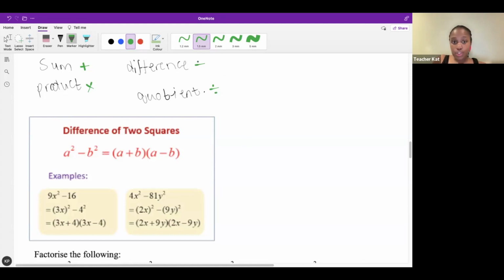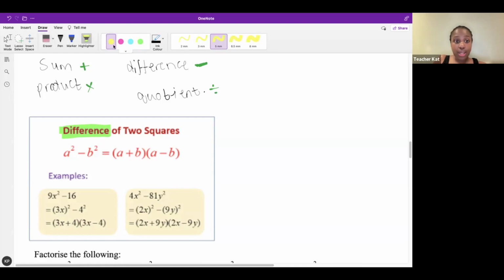Division is the quotient. So we need to remember this. Difference means a minus. Now, for this specific factorization method, it has to be the difference. It is not the sum of two squares. It is not the product of two squares. It is not the quotient of two squares. It is difference only. This is the only time when this works, guys.